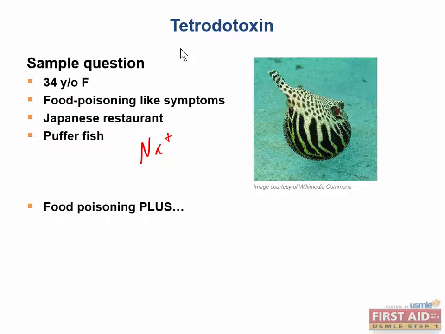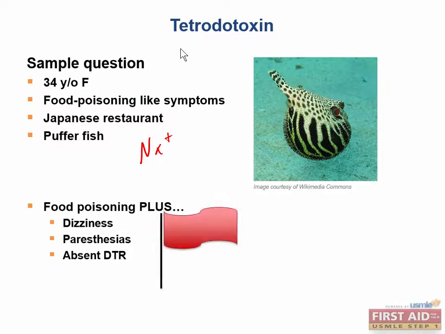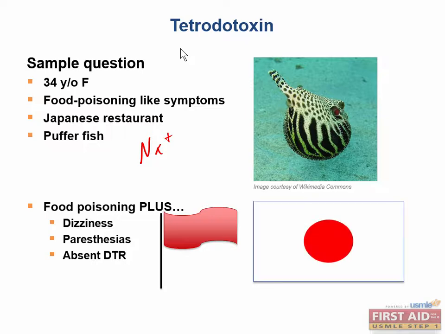However, there are a few symptoms that just don't belong with normal food poisoning. Normal food poisoning does not present with nervous system problems, such as dizziness, paresthesias, or even this loss of a deep tendon reflex. So this should be your first red flag. The second red flag should be the word Japanese. You should think to yourself, why would the USMLE test writer include Japanese in the question prompt?